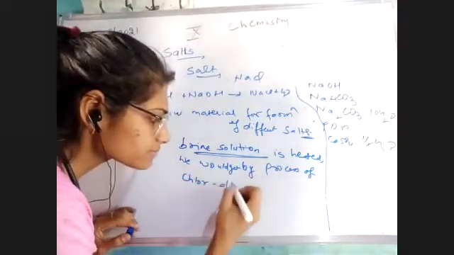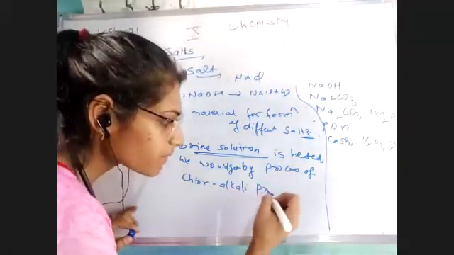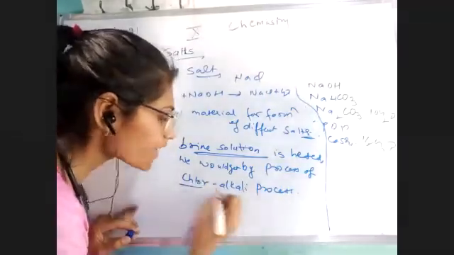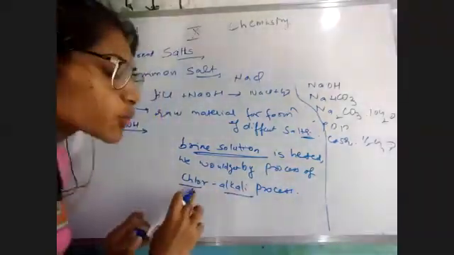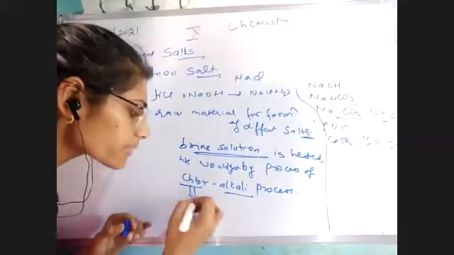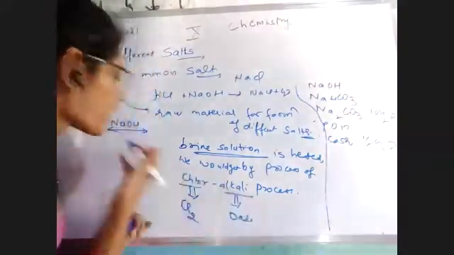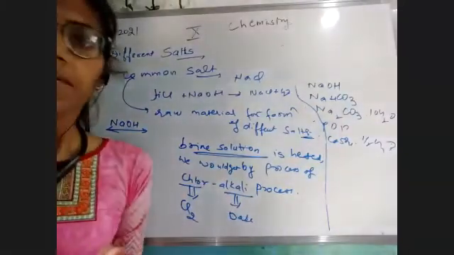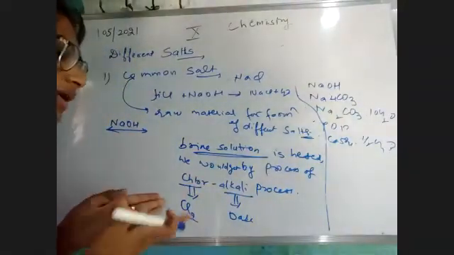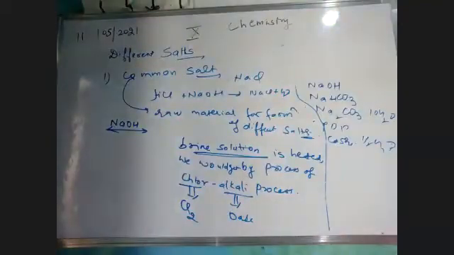chlor-alkali process. And why are we saying chlor-alkali? Because it is made up of two different words. The chlor means the chlorine and the alkali means the base. We know NaOH is our strong base. So with the help of sodium chloride, we would make our chlorine and base. How can we make? Let's see.